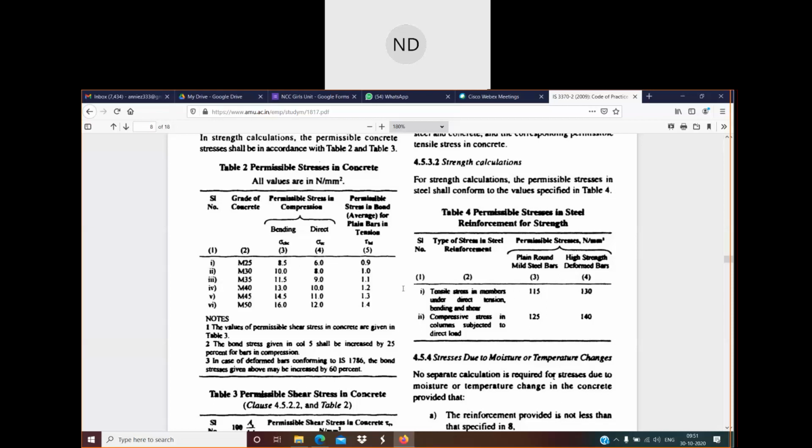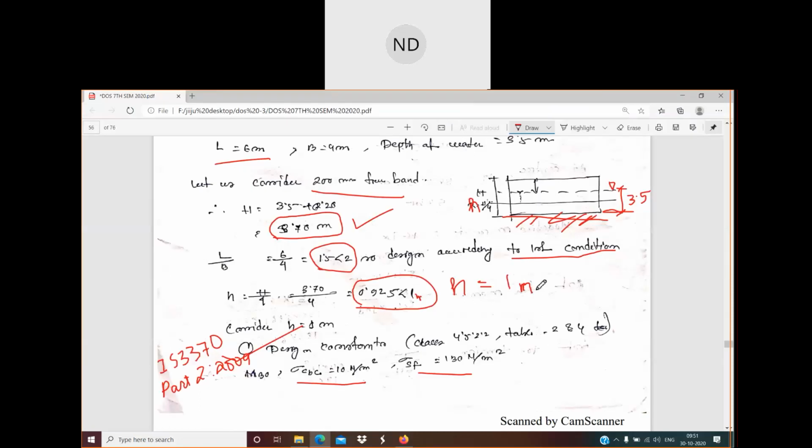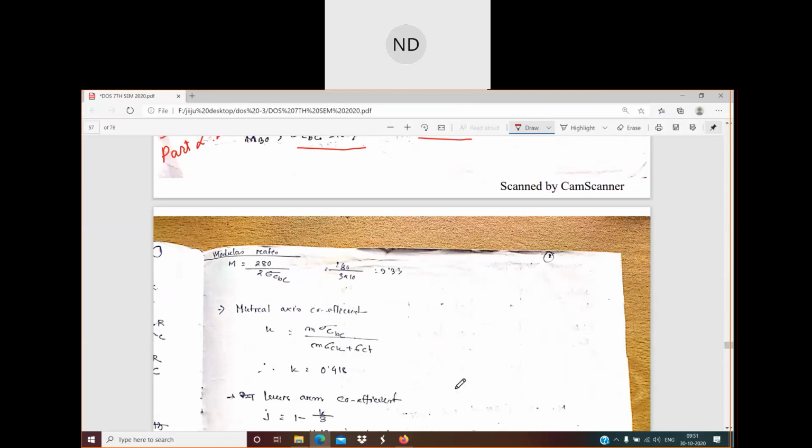So this was for compression, we have already taken. In tension we are taking from here, the permissible stress in steel is 130, for the high strength deformed bars. We are not using plain round mild steel bars. So we got the value of sigma cbc for M30, and sigma st. Once we got these values, 10 and 130, we have to calculate some formulas.